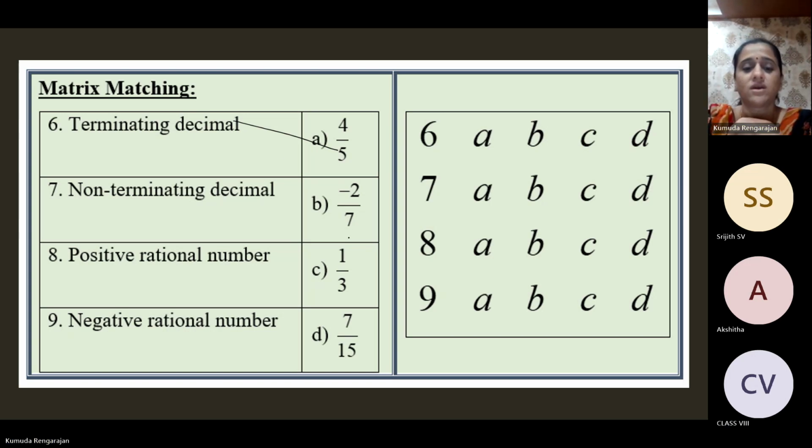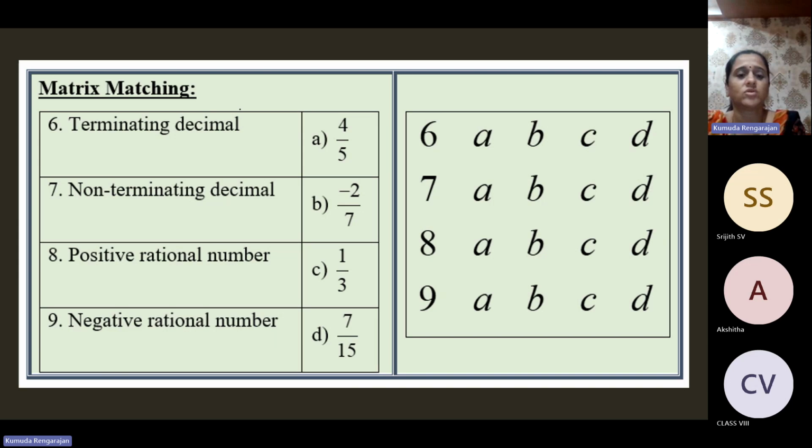Yes, ma'am. 1 by 3. Simplest form. The denominator is 3, other than 2 or 5. So it will not have a terminating decimal expansion. 7 by 15. It's in the simplest form. 15 is 3 into 5. 3 is other than 2 or 5. So 7 by 15 also will not have a terminating decimal expansion.